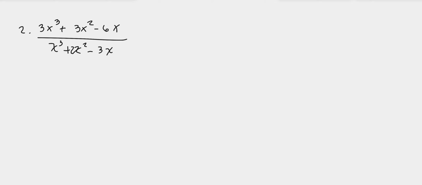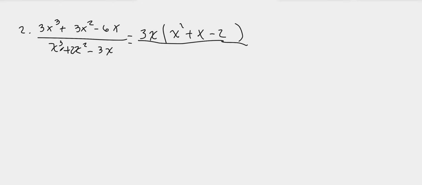What can we factor out from the numerator? Well, we can factor out a 3, but we can also factor out an x. That will be the greatest common factor. So if I factor out 3x from this 3x to the power of 3, I am left with x to the power of 2. And if I factor out a 3x from this 3x squared, I am left with x. And if I factor out a 3x from this -6x, I am left with -2. -2 times 3x is -6, and so on.